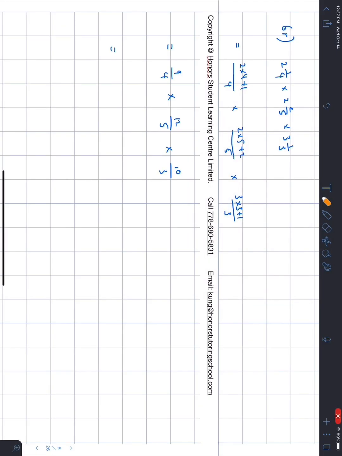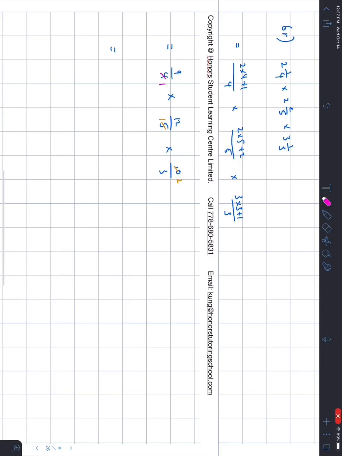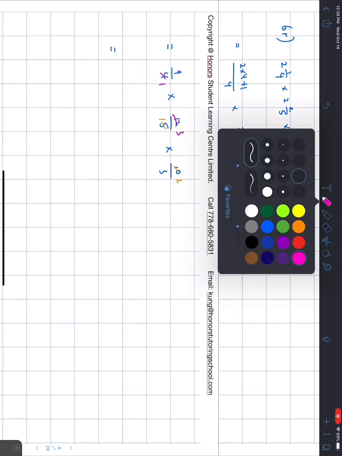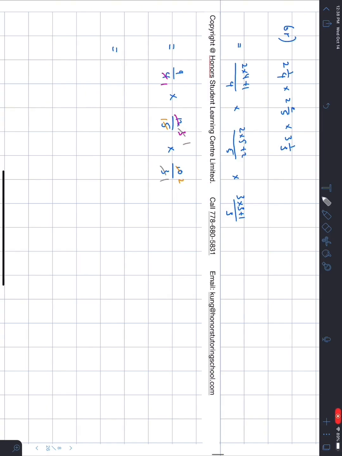We can now simplify them. Divide this by 5 to get 1, divide this by 5 to get 2. Divide this by 4 to get 1, divide this by 4 to get 3. Divide this by 3 to get 1, divide this by 3 to get 1. And our final answer is just 18 over 1. So the answer is 18.